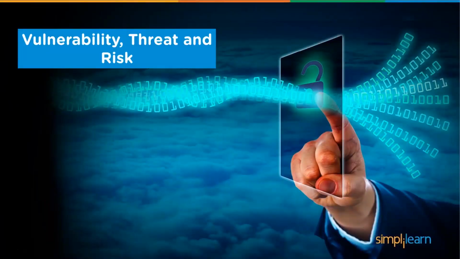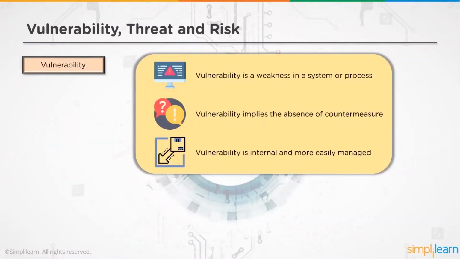Now let's come back to the technical aspect and start talking about vulnerability, threats, and risk. Now, what is a vulnerability? It is nothing but a weakness in a system or a process, and implies the absence of a countermeasure. Vulnerability is internal and is more easily managed. So it's basically a flaw or a misconfiguration or a design flaw or something like using default usernames, passwords, or configurations, where if that particular flaw is misused, it will lead to a security event on that particular device for that particular organization. So when we say a security event, it has to be detrimental in nature.